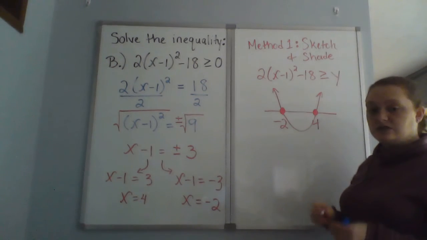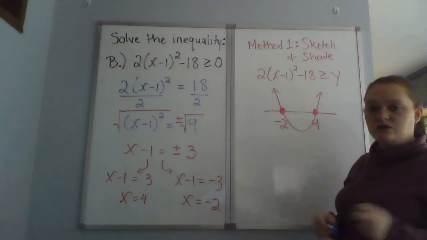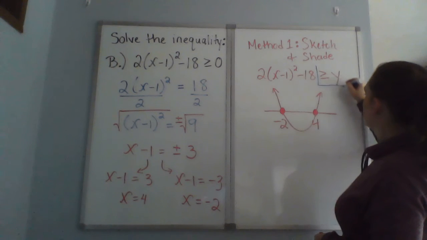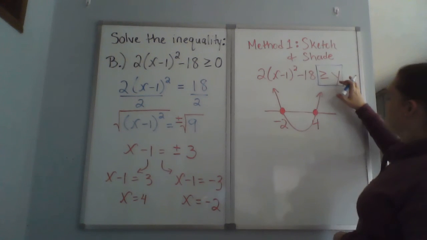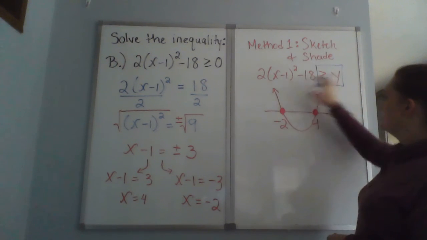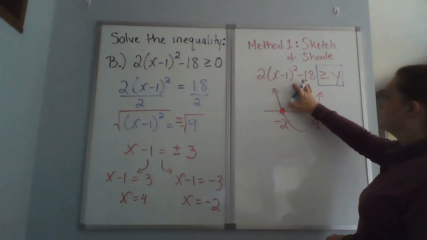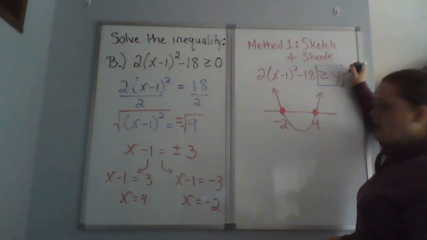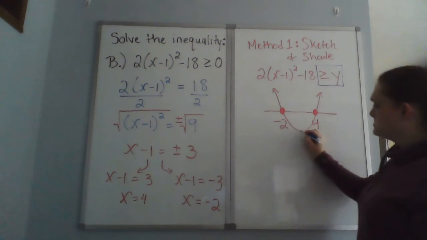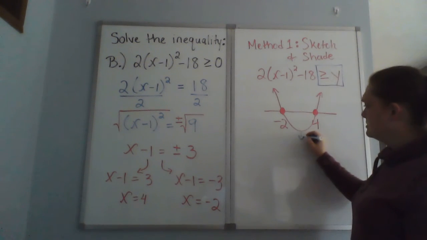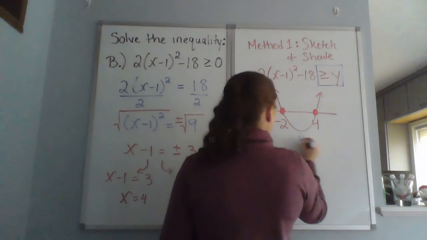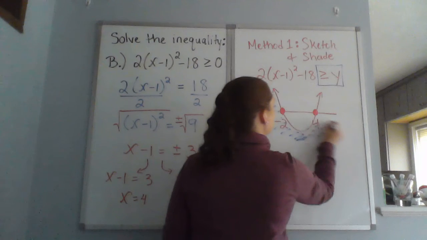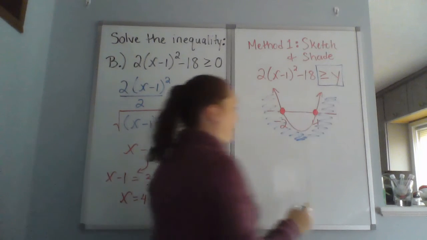And then I need to consider shading. When you consider your shading, you're looking at this part right here, and reading from the y. You have to decide, is y bigger than the parabola or is y smaller than the parabola? The point is facing the y, so y is smaller than the parabola. Smaller, that means go down. So here's my vertex. I would go down from here. So that's everything below, or in this case, outside. Okay, so I would be shading everything on the outside of this parabola.